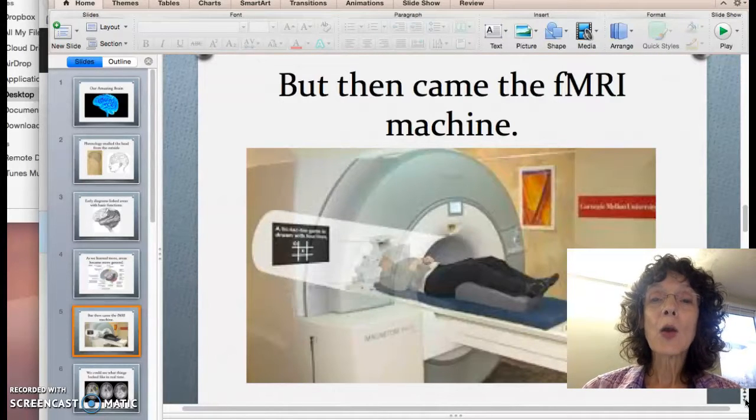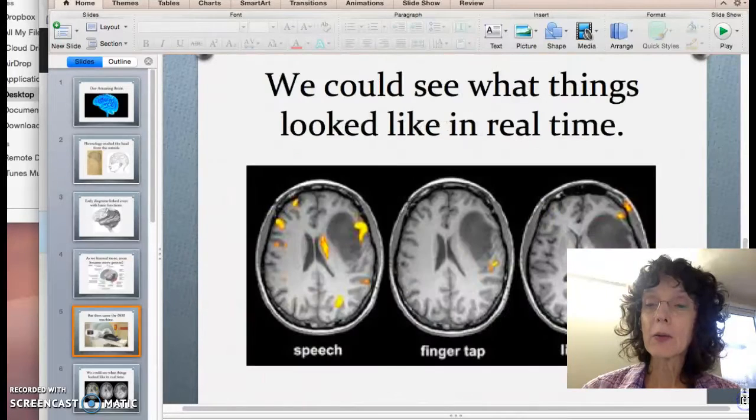In any case, we can look at an fMRI machine and we can figure out which areas of the brain seem to light up, seem to get more blood flow during particular activities, and from that infer, and we are only inferring, that these are the areas of the brain that are most active. Let's move down. We can look at things in real time.